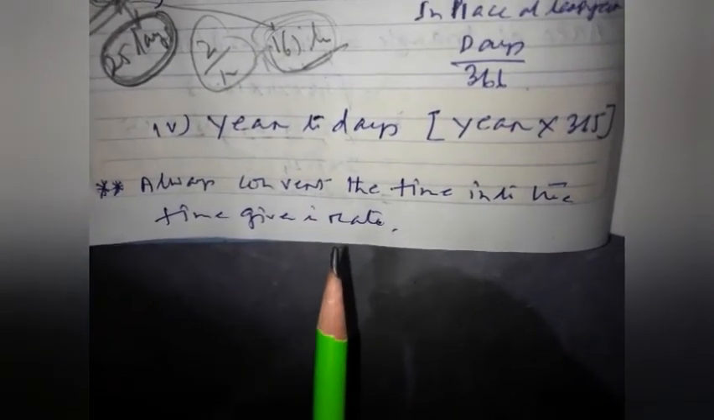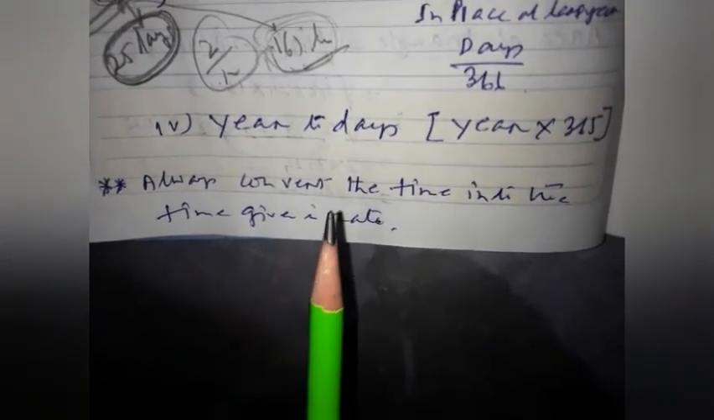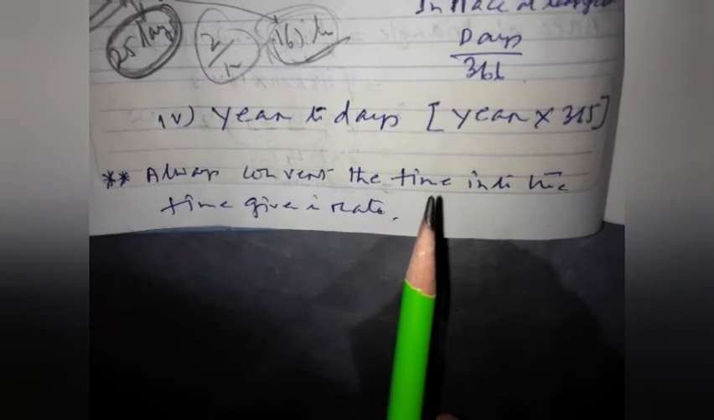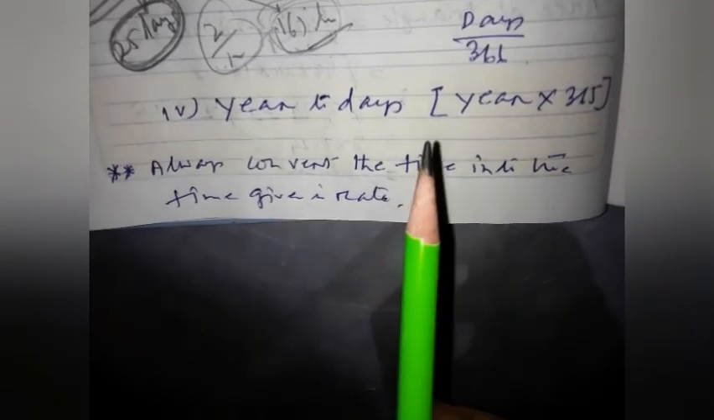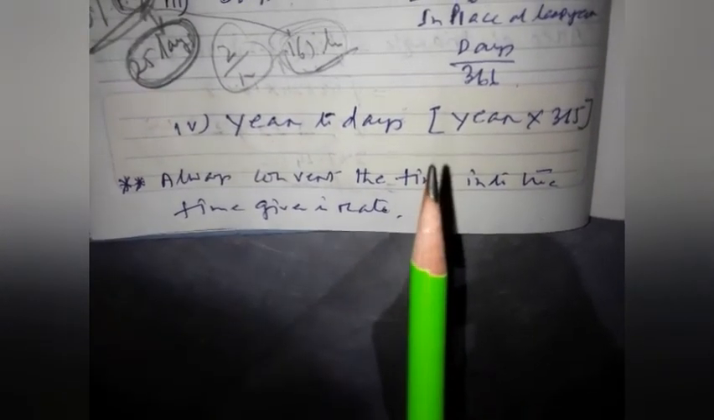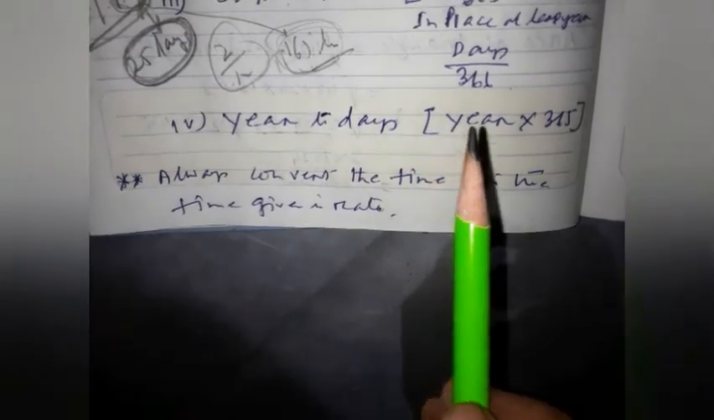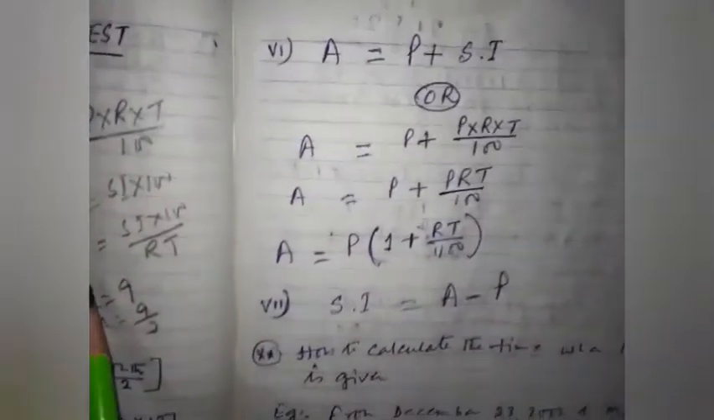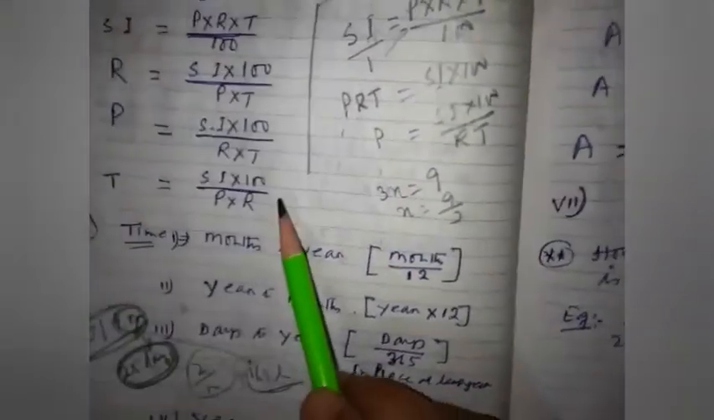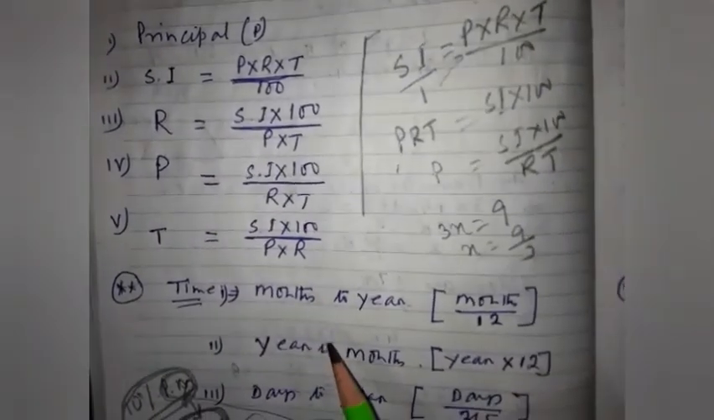So you know what principal is, and you know how to find out the SI. SI equals P into R into T by 100. And I said, if you know SI equals P into R into T by 100, with the relation of that you can easily find out P, R, and T. All those things I told you.